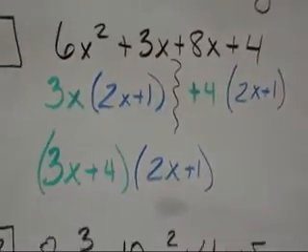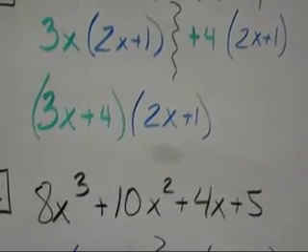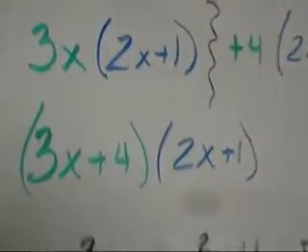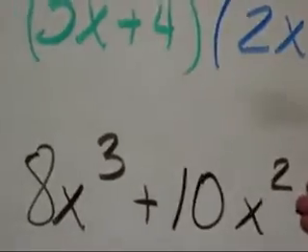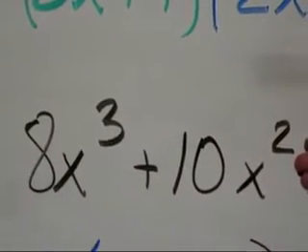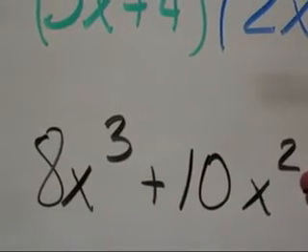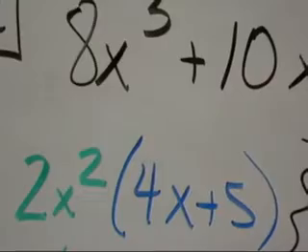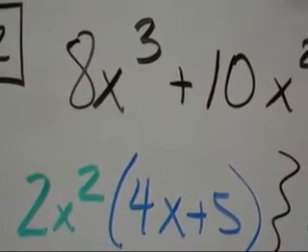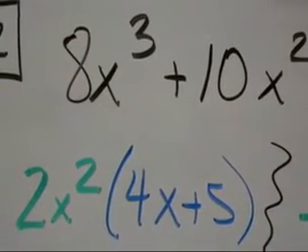Let's look at another example. Now I have the problem 8x cubed plus 10x squared plus 4x plus 5. Again, we're only going to look at half of the problem at a time. What's common to an 8x cubed plus a 10x squared? That's right, 2x squared. 2x squared times what binomial is going to give me 8x cubed plus 10x squared? Well, it would be the binomial 4x plus 5.